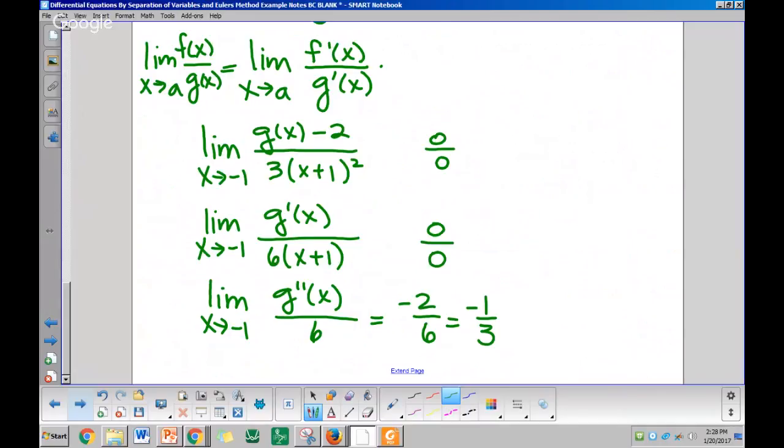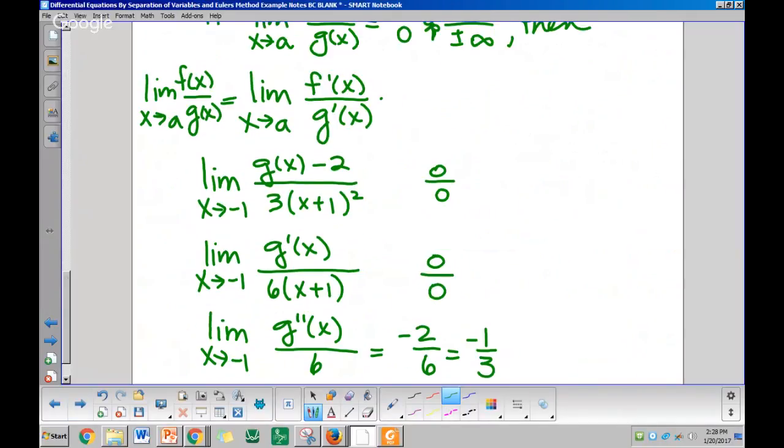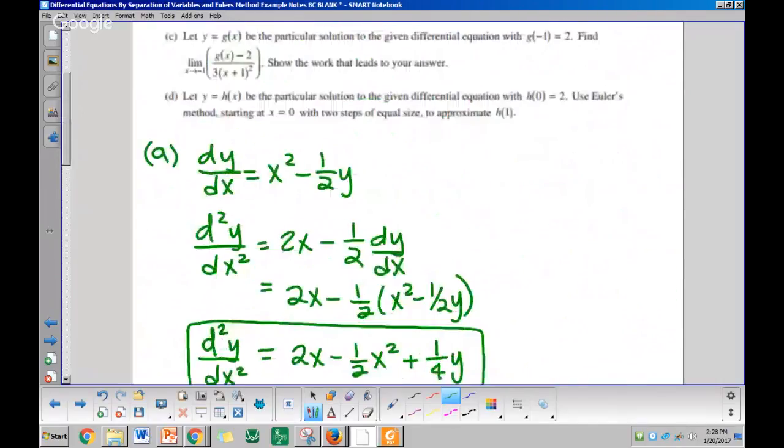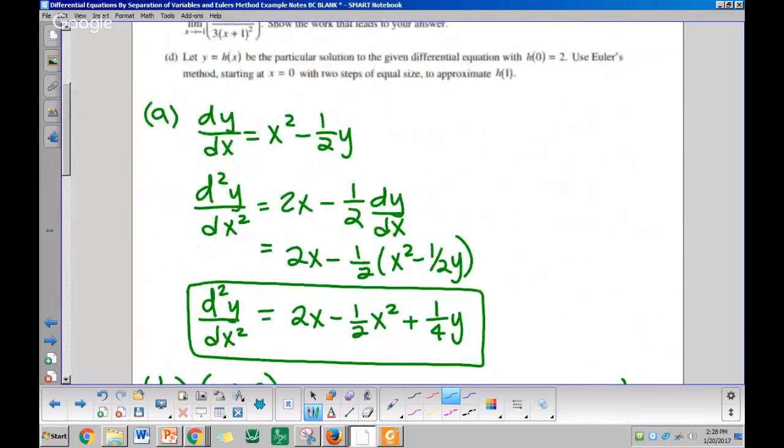All right. What about part D? This is the drum roll right here, because this is what we learned about today, right? Let H be the particular solution to the differential equation with H of 2 equaling 0. Use Euler's method, starting at the point 0, 2 to approximate H of 1. Now they didn't tell us what the delta x is going to be, but they want us to take 2 steps to get from 0 to 1. So 0.5, right?